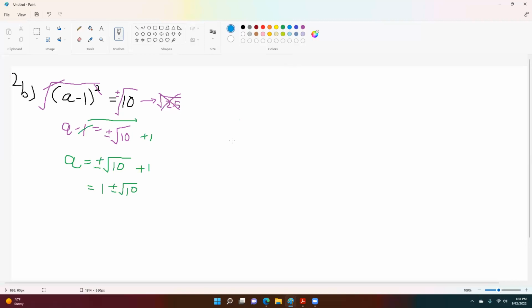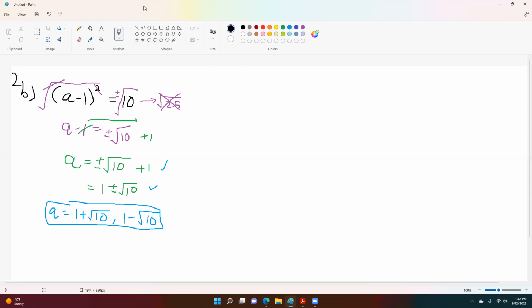Again, when you do this in your test, I take both of these answers, but only for your online homework, you need to write your answer as 2 answers. One is 1 plus root 10, and the other one is 1 minus root 10. So this is the answer that we're looking for. Okay, so we'll do another method later on, when we finish doing the other two.